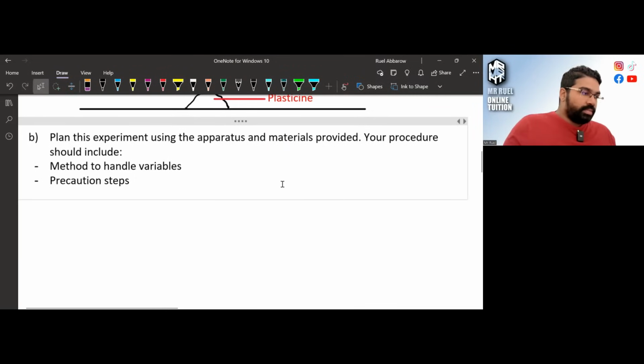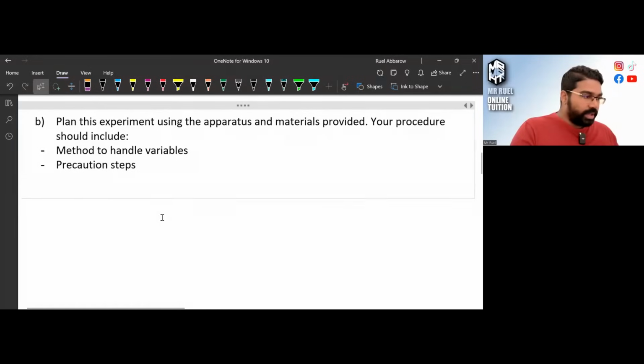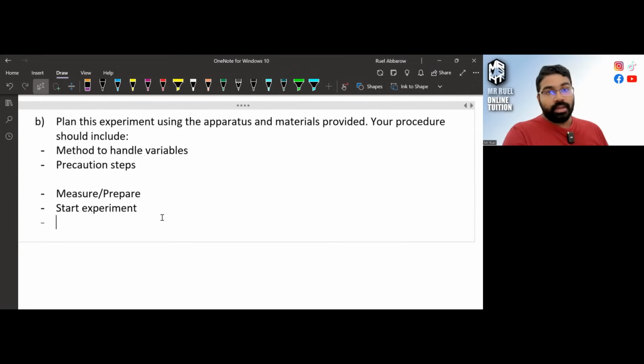All right. Okay. So like I taught you in chemistry, basically there are 4 steps to any experiment planning. Okay. Anything. Number 1, we measure and prepare everything. Okay, after you've measured and prepared everything, start the experiment. Okay, after you start, then you observe and record. Okay, observe and record the data from the experiment, collect the data. Okay, state your observation, measurement, whatever you're doing at the end.